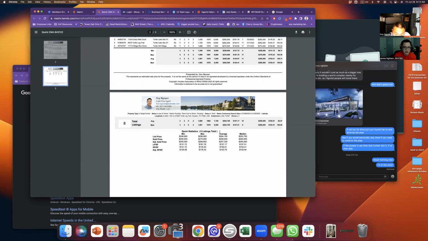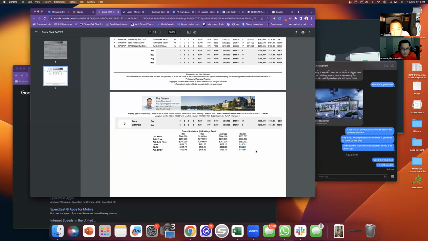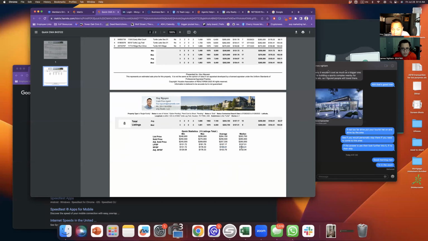The things I look at are the average and the median. I usually look at this number. This is the number that the appraisal uses, right? Because remember, the house has to appraise. If the house doesn't appraise, you're going to have a lot of trouble later on during escrow. So the sold price per square foot, or the adjusted sold price per square foot, is 154.